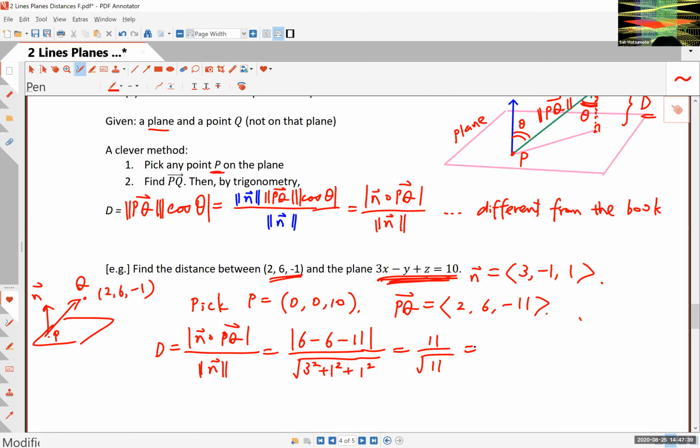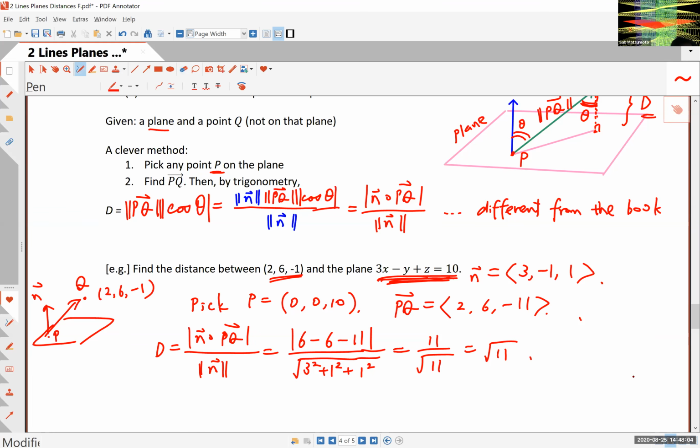I told you, you don't have to rationalize the denominator, and you don't. But hopefully you can see this is easily written as the square root of 11, which is the distance between Q and the plane. Now, it's really hard, given a plane and a point, to find how far this point is from the plane. It's not so easy to even try to figure this out geometrically.